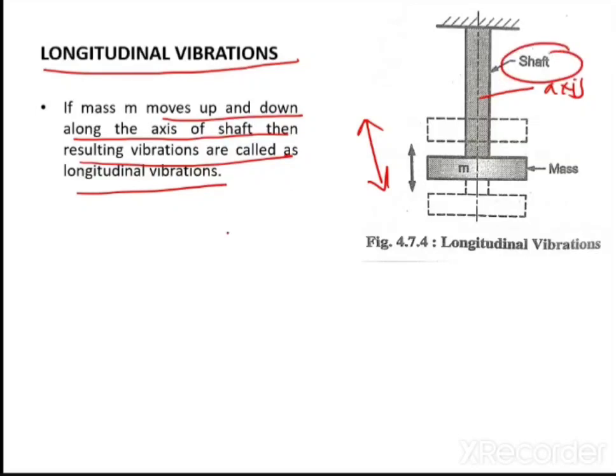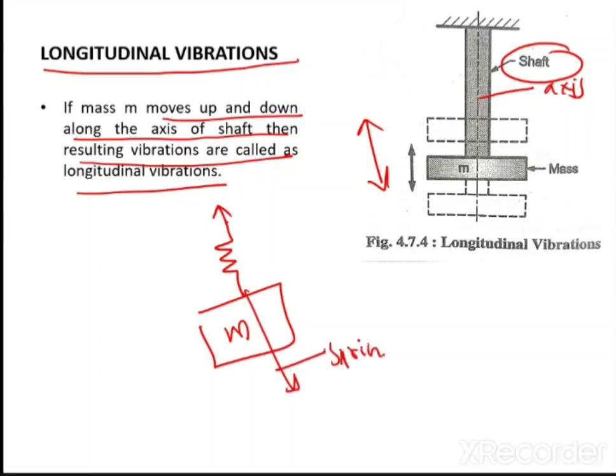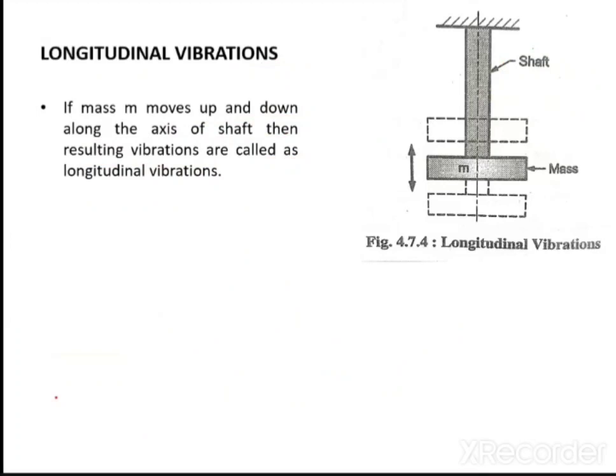Or you can take an example of a spring and a mass. Let us say this is the axis of the spring, the spring axis. Now, if this mass is moving up and down along the axis of the spring, then it is called longitudinal vibrations. Okay, so it is clear.